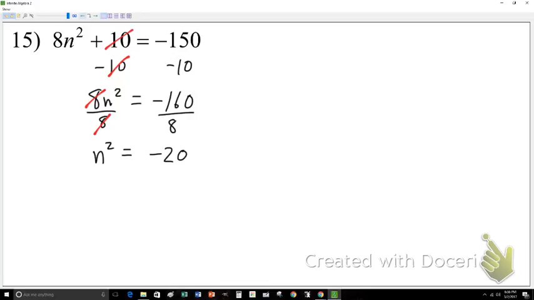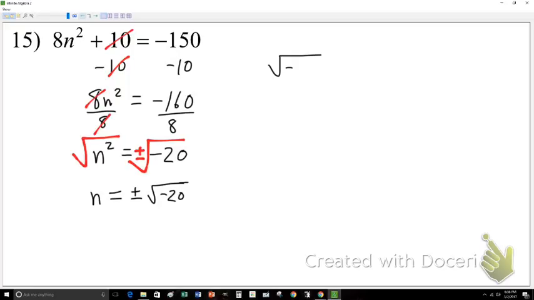And then we're just going to take the square root of both sides to get rid of that square. Don't forget the plus and minus. And the square root of n squared, that's just going to be n, is equal to plus or minus the square root of negative 20. So we don't have a fraction, so we don't have to worry about rationalizing. But we do need to simplify that radical. So off to the side, I'll go ahead and do that.